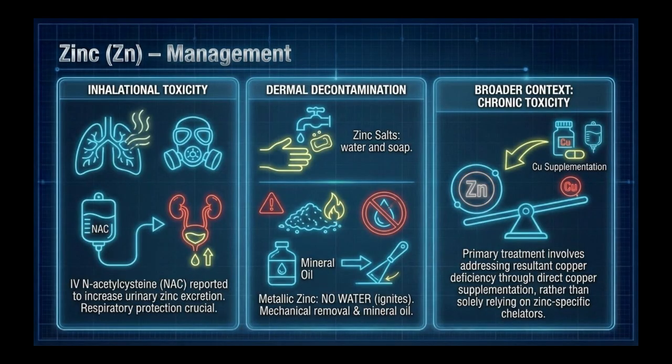Inhalational toxicity occurs when individuals are exposed to harmful substances through inhalation. It has been reported that intravenous administration of N-acetylcysteine, a medication used to treat certain toxicities, can increase urinary zinc excretion in patients who inhale zinc chloride fumes. To prevent such exposures in occupational settings, it is essential to use appropriate respiratory protective equipment, such as filter particulate respirators. Ensuring proper respiratory protection measures can significantly reduce the risk associated with inhaling toxic fumes.